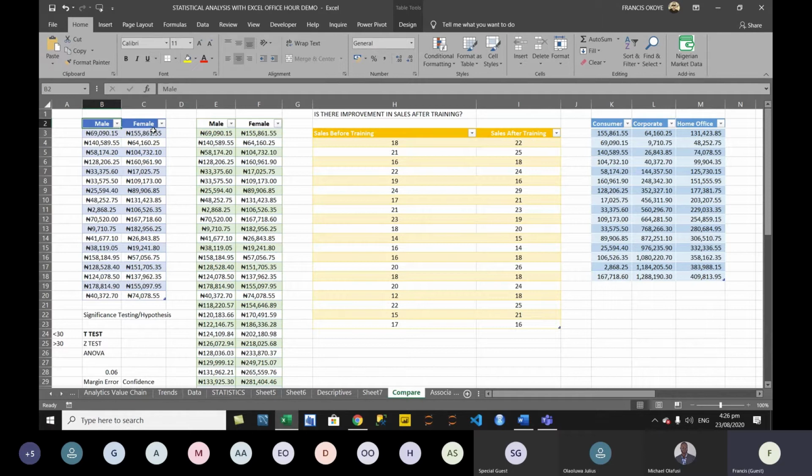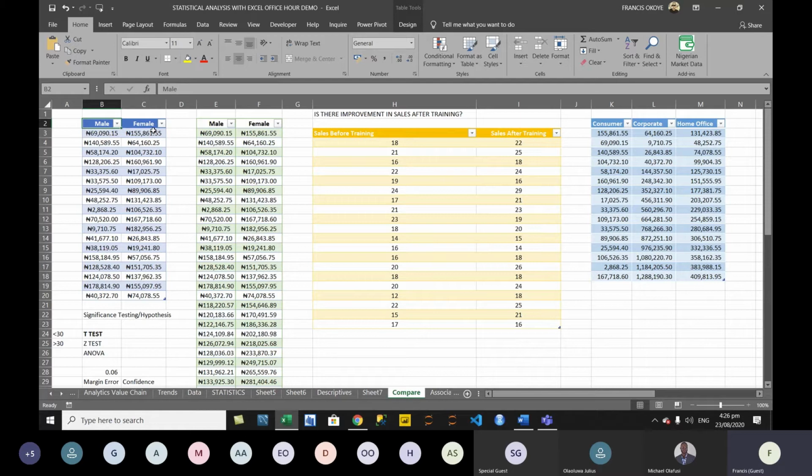Now why does this matter? Because sometimes, who do I take as a surrogate? If there's a difference, does it matter who I send as my sales rep? If there's a significant difference and I see that females sell better than males, then it's better that I choose females to represent. But if there's no significant difference in their sales performance, it means either a male or a female, the difference won't be so much.